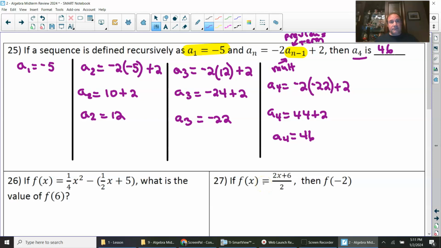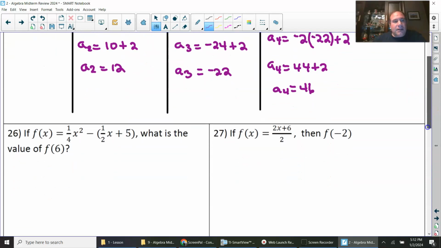That's it, right? It's not a difficult thing. Just remember, as soon as you see this right here, that is the previous term. So don't get confused that you have to put a number in for n. It is the previous term. So it's just multiplication. It's negative 2 times the previous term plus 2. That's it. All right. And that is it.